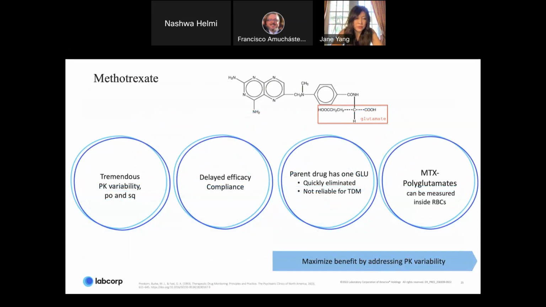Methotrexate is a cornerstone treatment for rheumatoid arthritis and many other autoimmune diseases. It's a folate antagonist, and it inhibits enzymes responsible for nucleotide synthesis. As such, it prevents cell division, and this may contribute to its anti-inflammatory effects. Methotrexate is given once a week, either by mouth or sub-Q, and it's a very good candidate for TDM because there is tremendous interpatient pharmacokinetic variability, regardless of the route of administration.